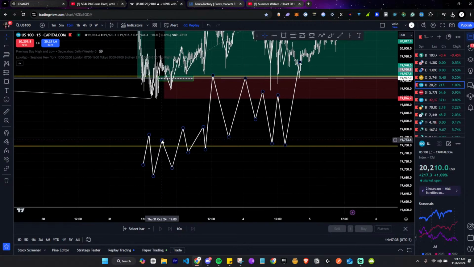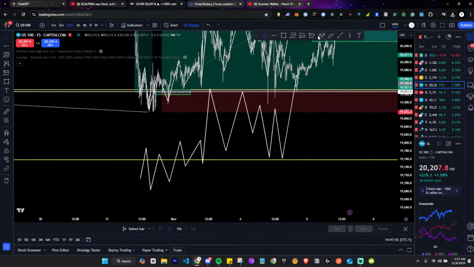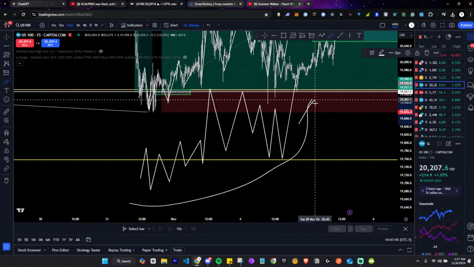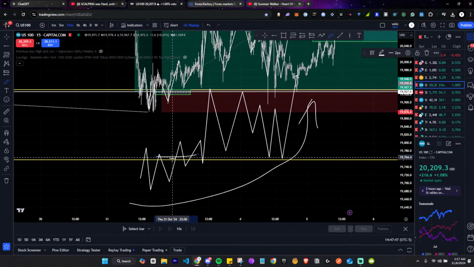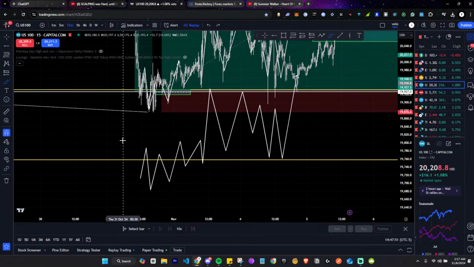See? Okay, so you see the change in state of delivery? Boom. It just shifted the whole structure. See, over here? Shifted structure right here. This is where price really did that. See, this is the ICT 2022 model, okay?